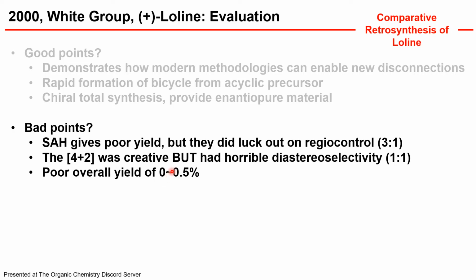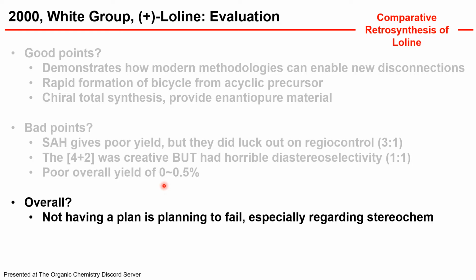This is a proof of concept synthesis, and it would not be that reasonable to try to pump material out, right? If you were a company that wanted to investigate lolines, you would not use the White group synthesis, even though it's enantioselective. You would probably use the Tufariello group synthesis because you get 10 to 15% yield, and then you would try to separate the two enantiomers, and you get 7.5% yield, which is way better than this, right? Okay. So the overall takeaway in my mind is, if you don't have a plan, not having a plan is planning to fail. And it's not good to dice roll, right?